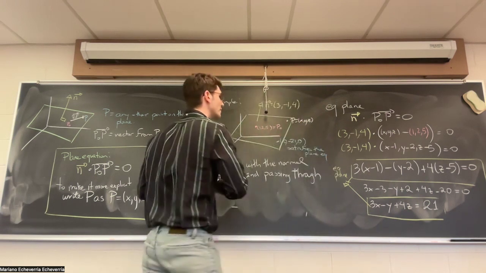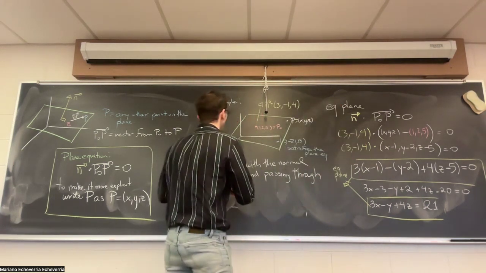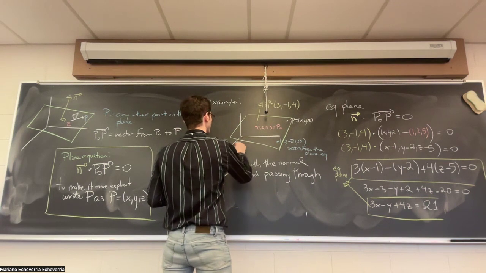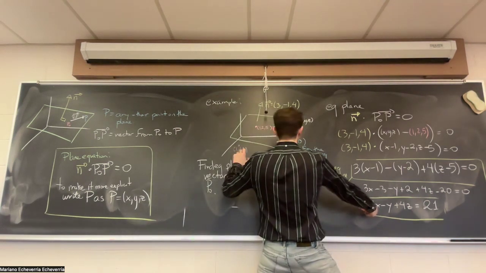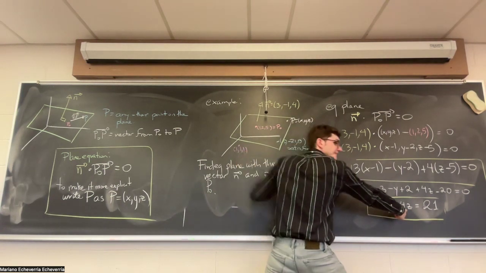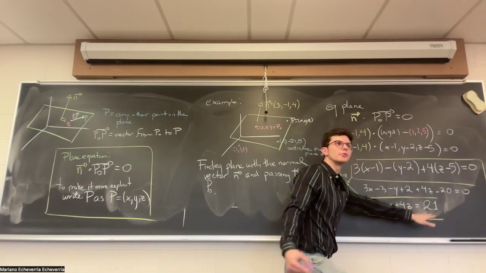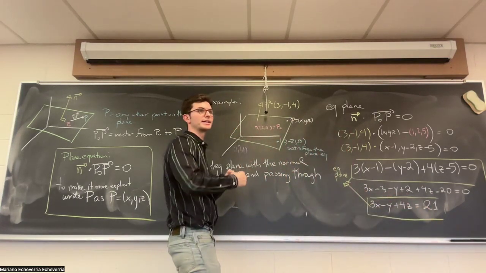But if you put something easy, like 1, 1, 1, what happens? You do 3, minus 1, that's 2, plus 4, that's 6. And 6 is not 21. So this one does not satisfy the plane equation, which means that point is outside the plane.